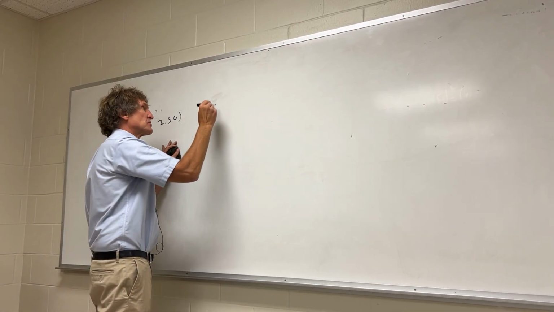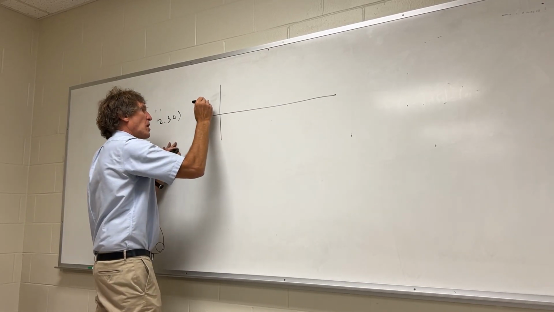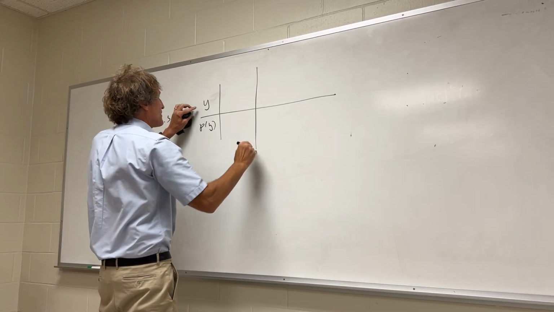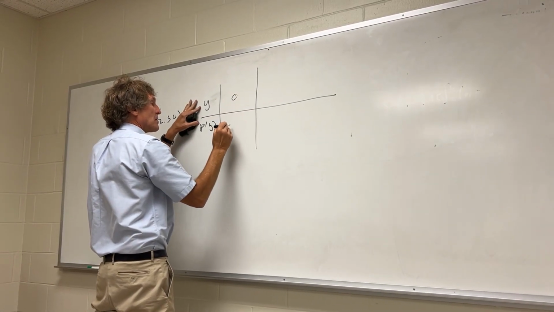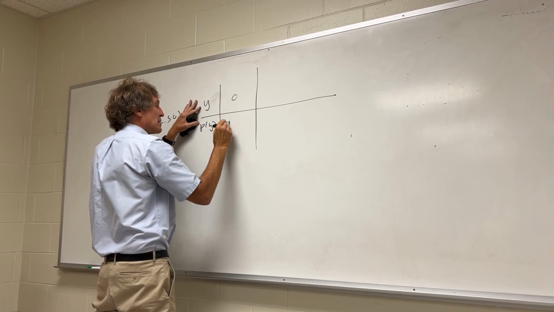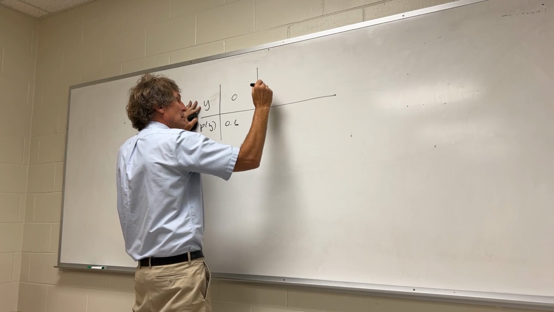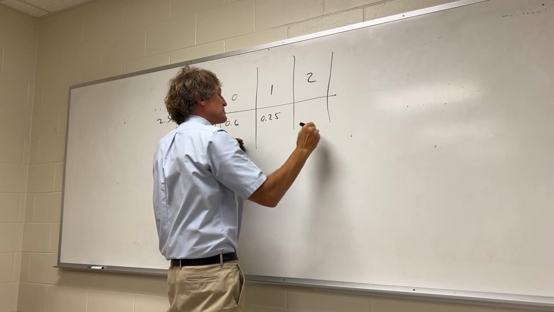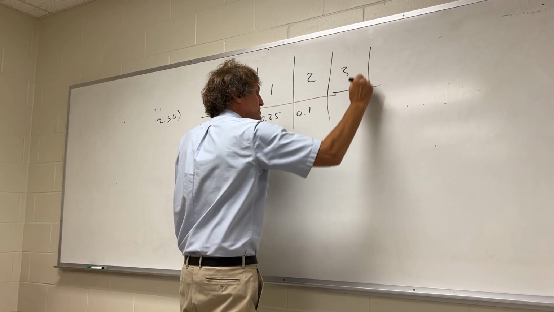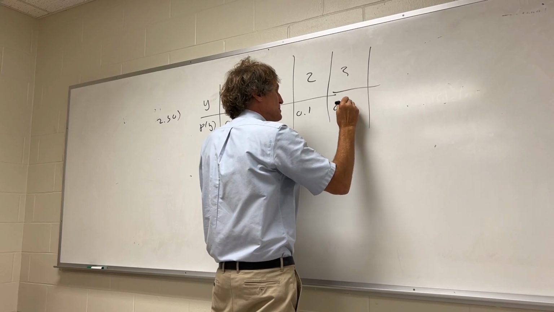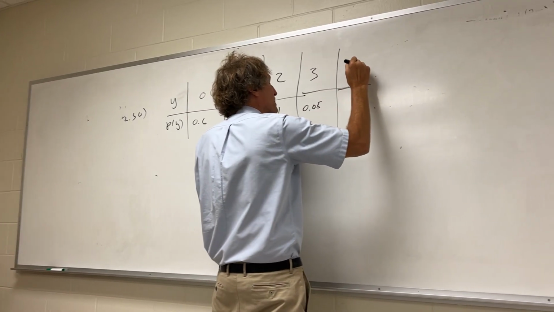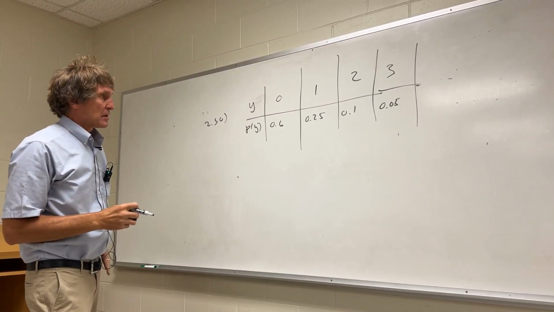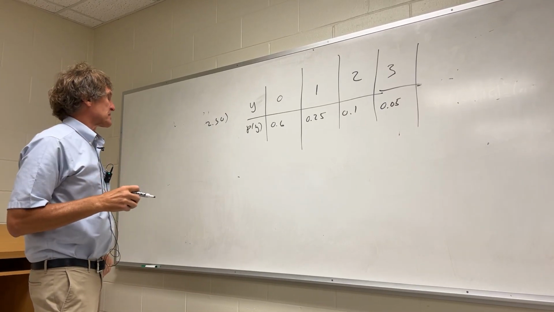This is another one of those where he gives you, I think, y and p of y, is that right? All right, so go ahead. For y, value of 0, probability, 0.6. Go ahead. 1, 0.25. 2, 0.1. 0.05. That's 3, 4. There's no 4. There is, okay. Okay. And what do they ask?